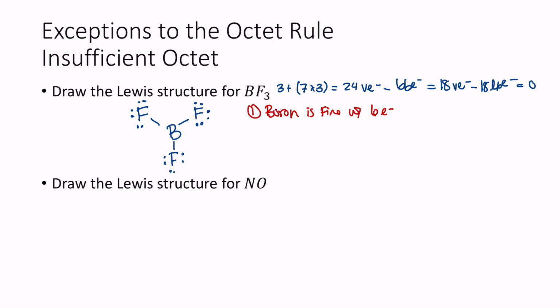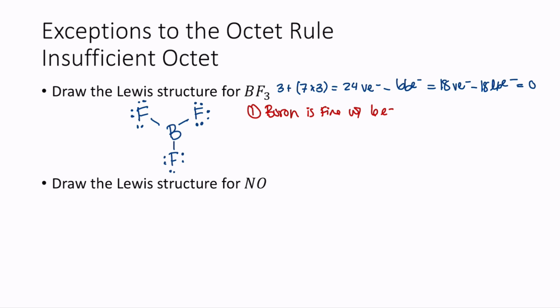If I were to make a double bond, so if I were to take electrons here and form a double bond, then now my formal charge will no longer be 0 for boron and this fluorine. That's going to make the molecule less stable. So boron is fine with 6 electrons.